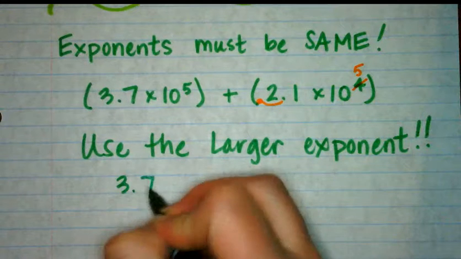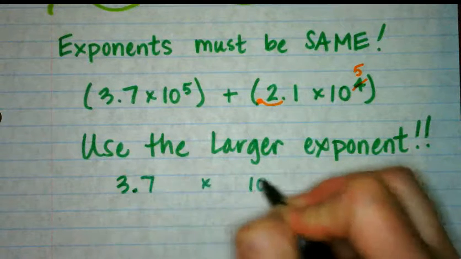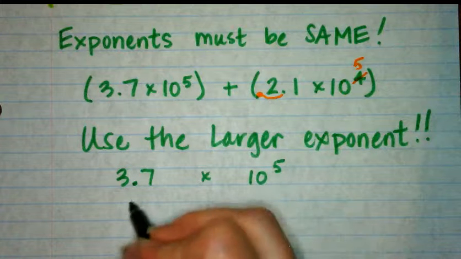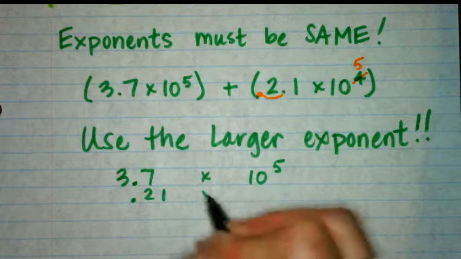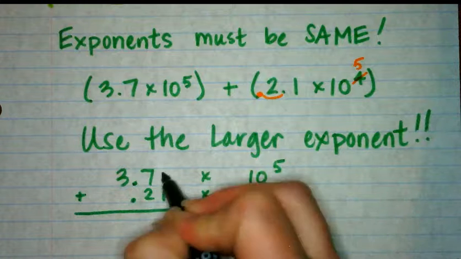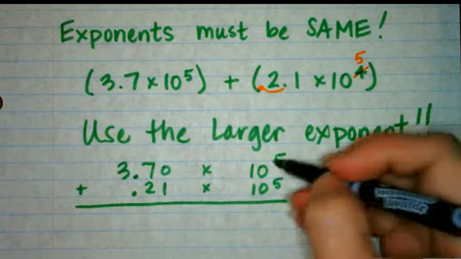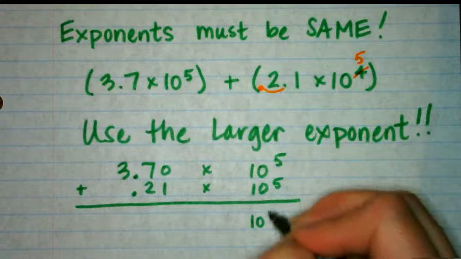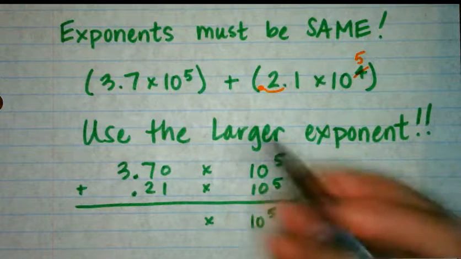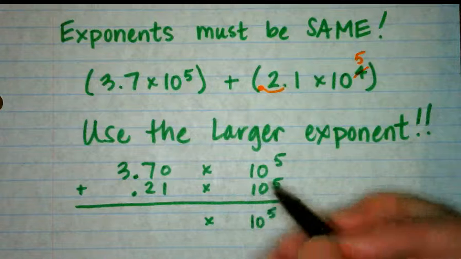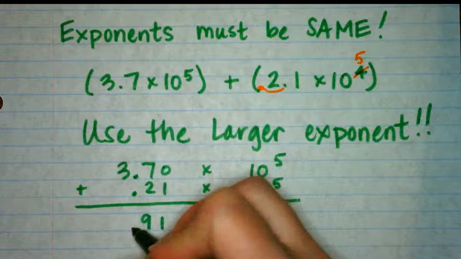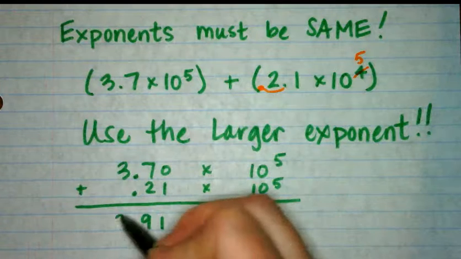When we add the numbers, we still have to line up the decimal. So I'm going to add 3.7 times 10 to the 5th with 0.21 times 10 to the 5th. And just like in elementary school, we can use a 0 as a filler. These are just going to stay the same because 10 to the 5th is basically a decimal. And then we're just going to go through and add like you did way back when. So I'm going to add 1, 9, the decimal goes here, and then the 3.